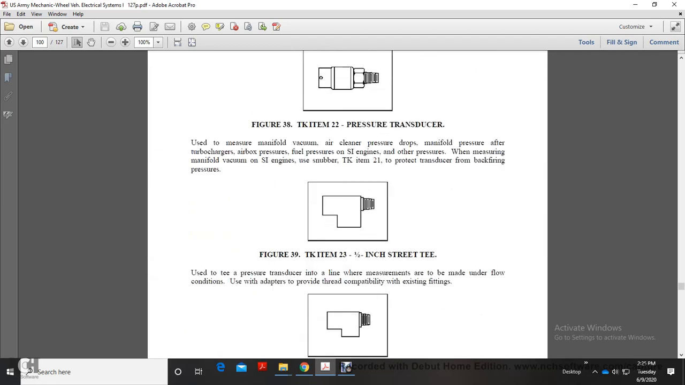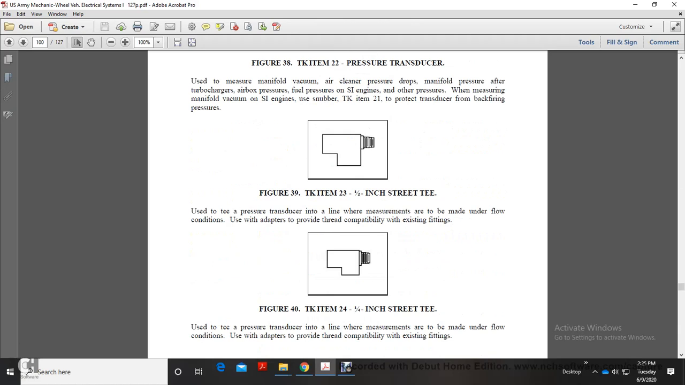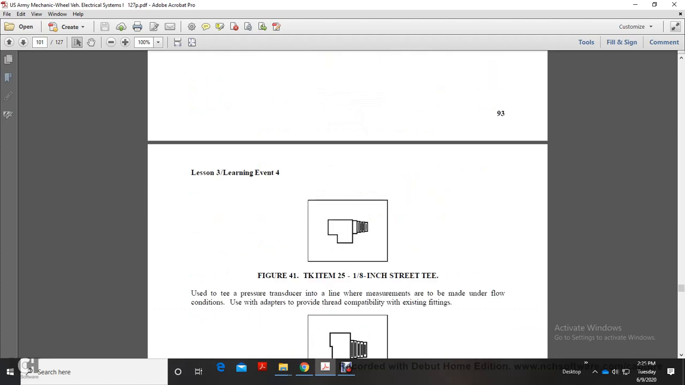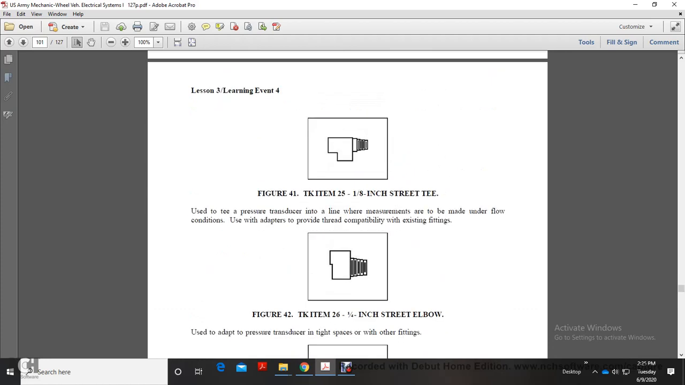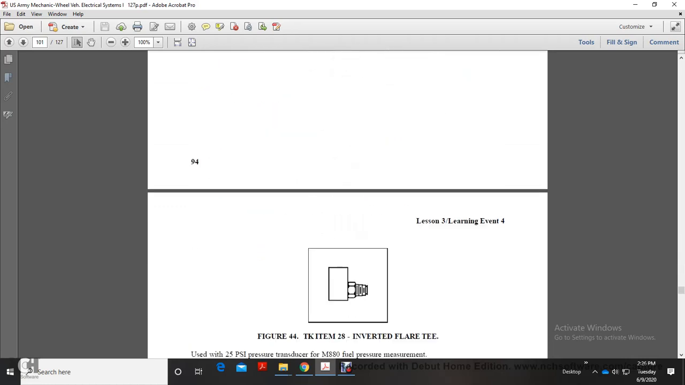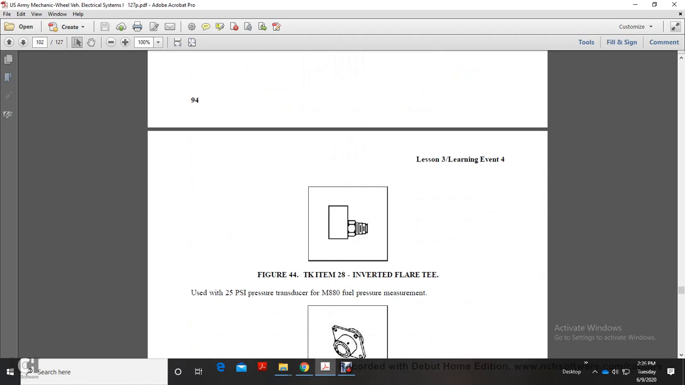Figure 39. Transducer kit item number 23, 3/8 inch straight T. Figure 40, transducer kit item 24, quarter inch straight T fitting. Transducer kit item 25, eighth of an inch straight T. Transducer kit item 26, quarter inch straight elbow. Transducer kit item 27, eighth of an inch straight elbow.